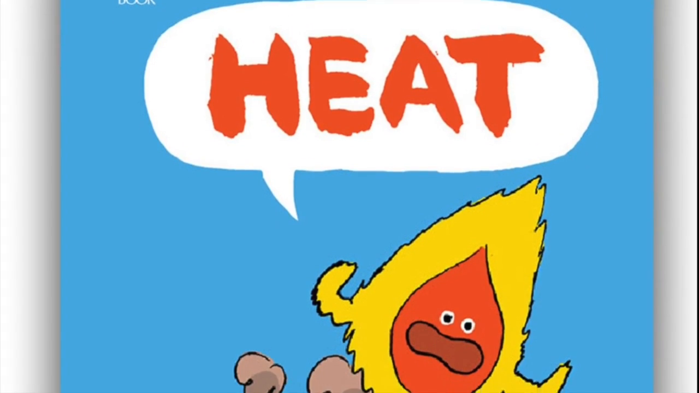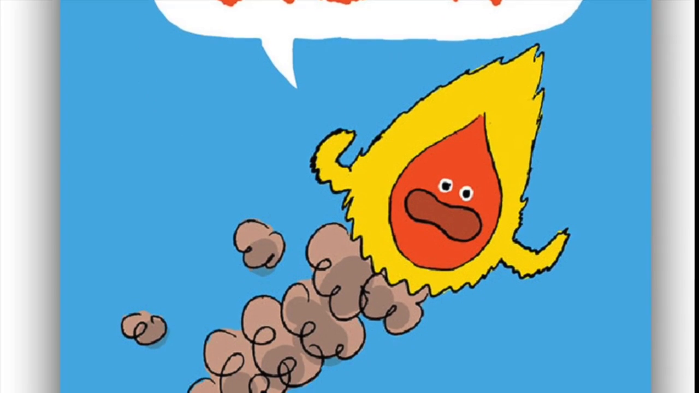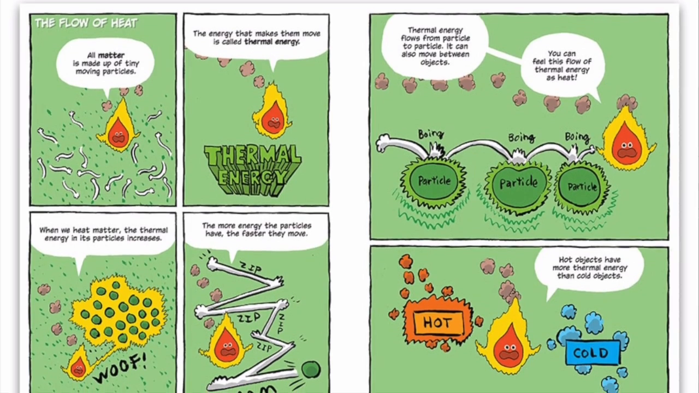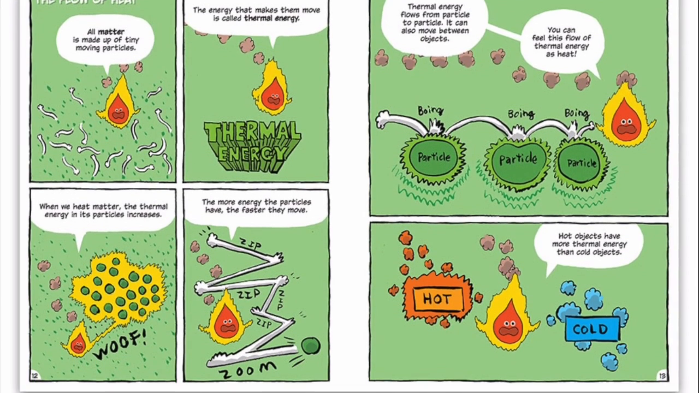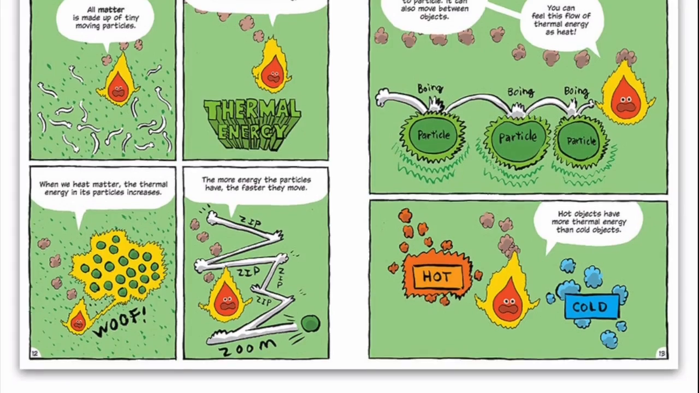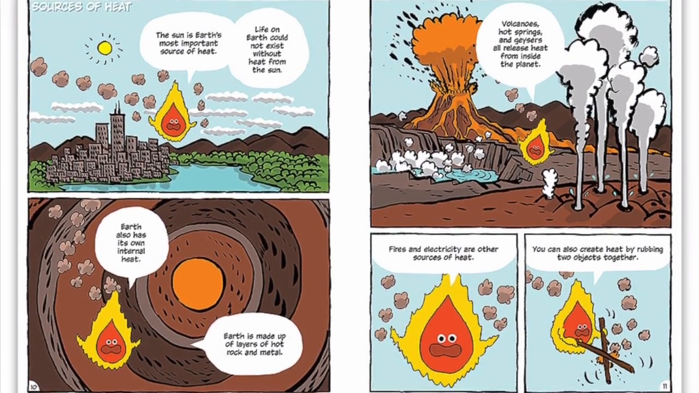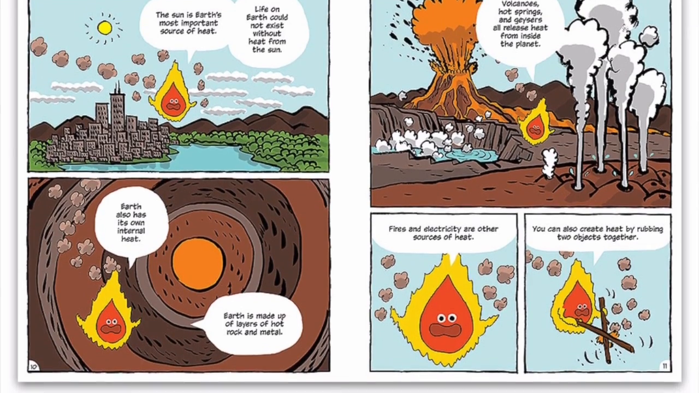So the book Heat is about a little flame that goes through life, and he goes through outdoor scenes, and he will explain different things like thermal energy and heat energy and the sources of heat. In one of them, he explains how hot objects have more thermal energy than cold objects. He also explains things like fires and electricity are other sources of heat.